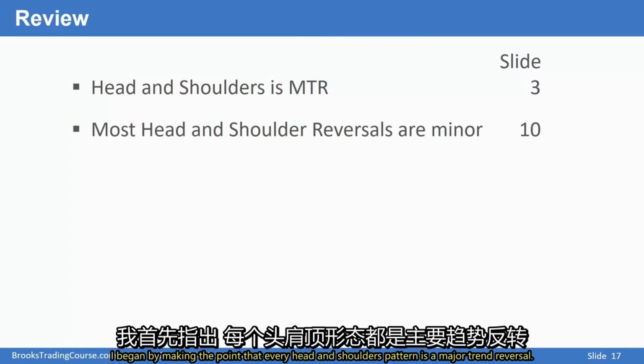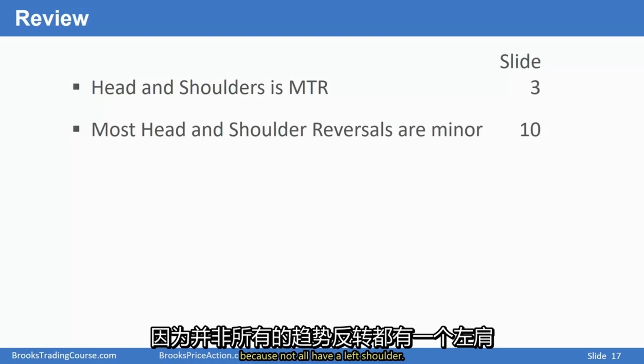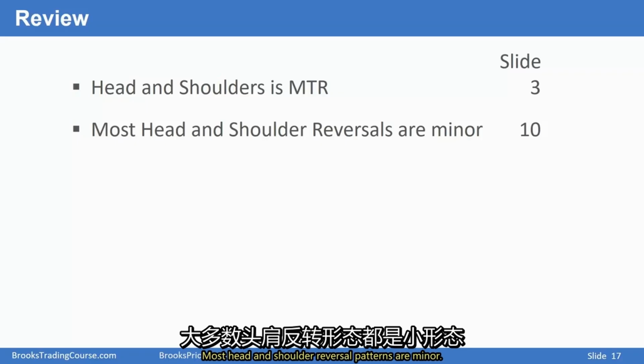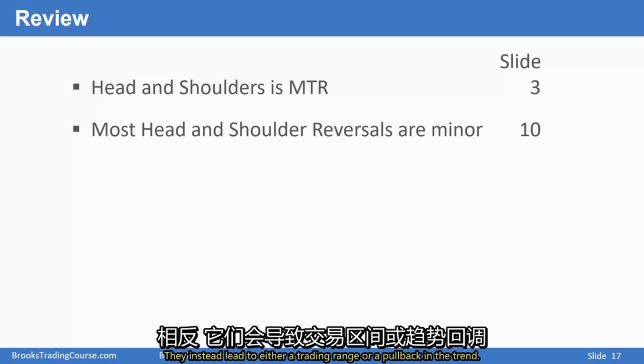I began by making the point that every head and shoulders pattern is a major trend reversal. Not all major trend reversals are head and shoulders patterns because not all have a left shoulder. Most head and shoulders reversal patterns are minor. They're too small to lead to a reversal of the trend. They instead lead to either a trading range or a pullback in the trend.